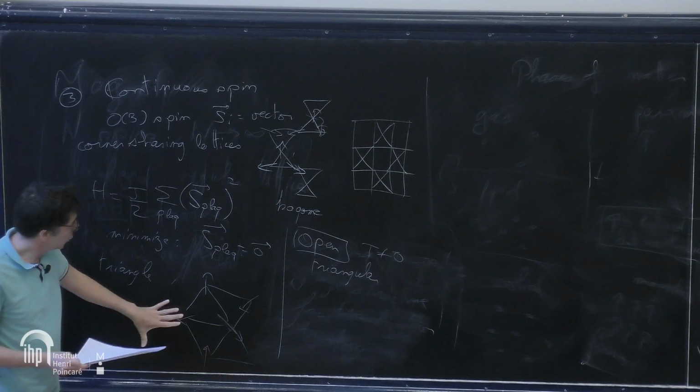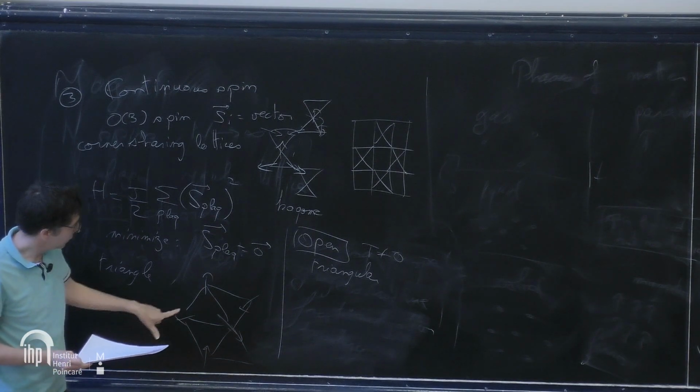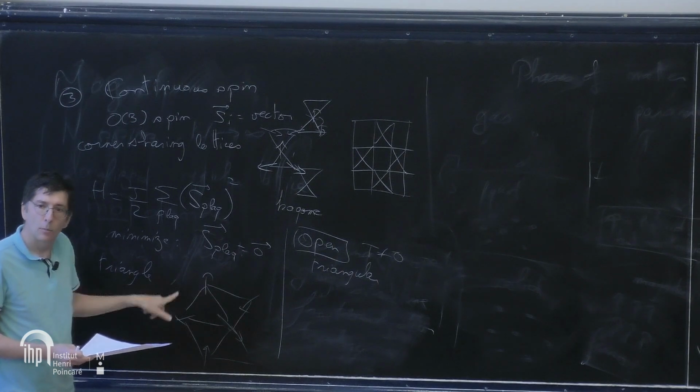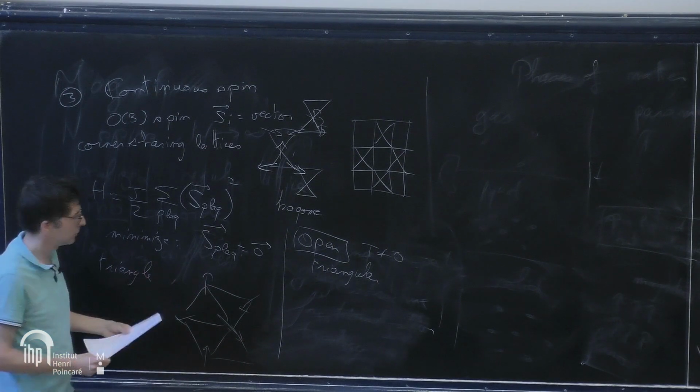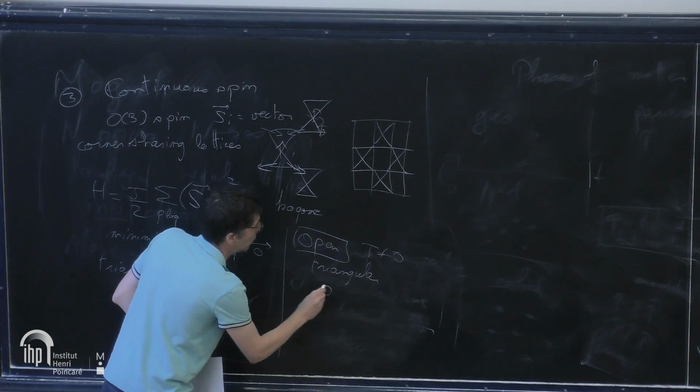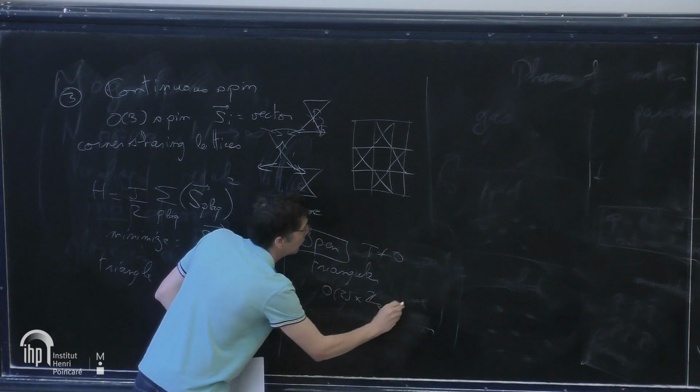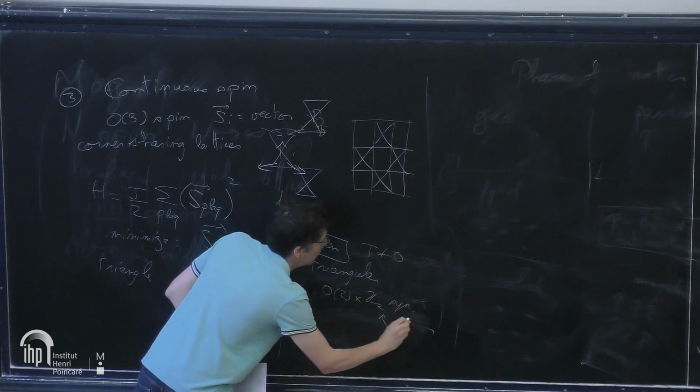But here you can break a U1 and a Z2, the chirality, because I can decide to go clockwise when I take an up triangle, or I can go anti-clockwise. So I have some, let's say, O2, U1 cross Z2 symmetry. Okay, this is chirality.